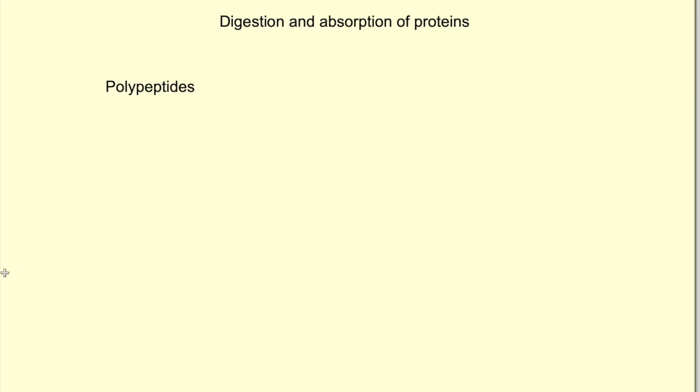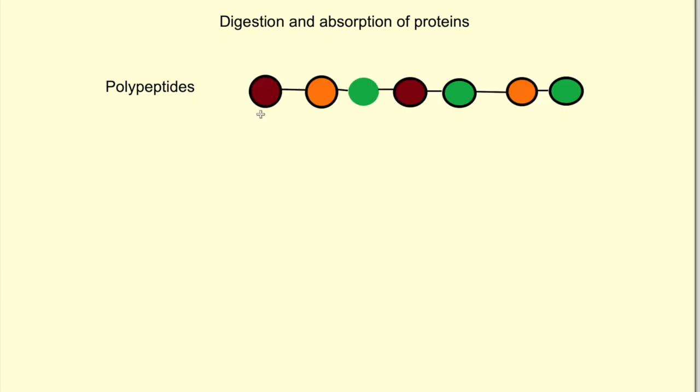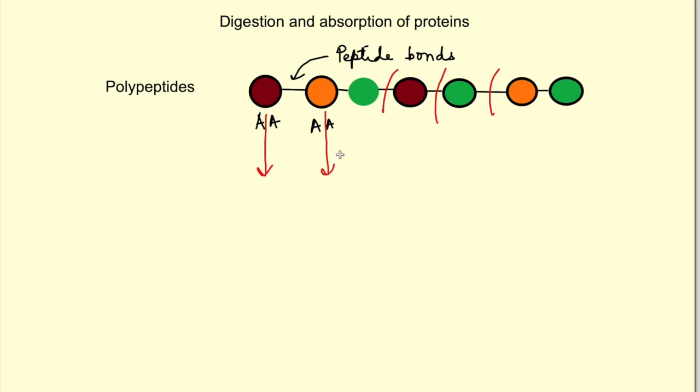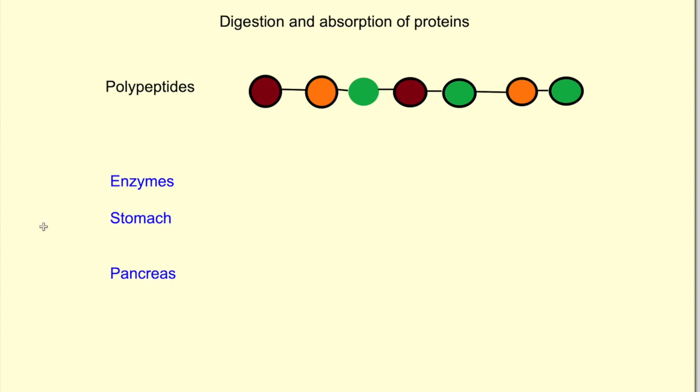Proteins are present in diet as polypeptides, which have a lot of amino acids connected by peptide bonds in between the amino acids. Digestion of proteins requires breakdown of these peptide bonds which are present between the amino acids. So this releases individual amino acids from the protein. Now the enzymes responsible for protein digestion are present in stomach and pancreas. So digestion of proteins, unlike that of carbohydrates and fats, does not begin in mouth. Instead, it starts in stomach.